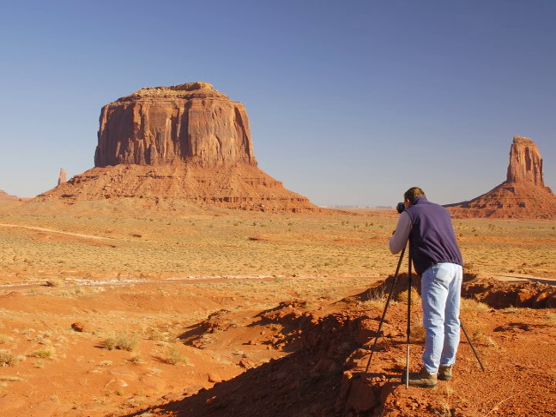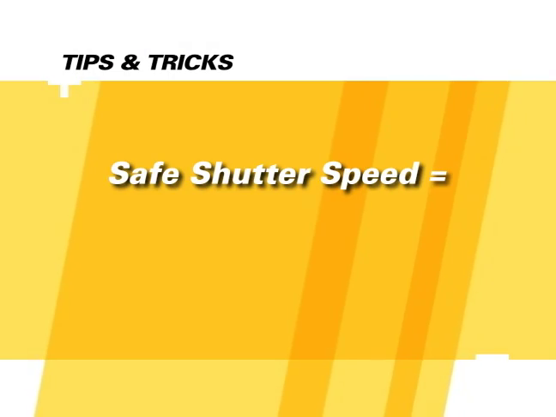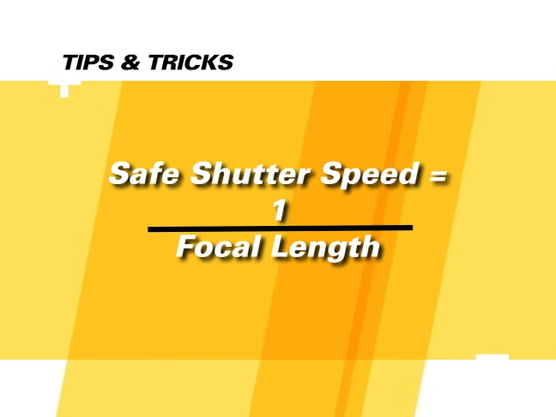a monopod, or even a beanbag to steady the camera. You can also reduce the effect of camera shake by selecting a faster shutter speed. This reduces the amount of time the image sensor is exposed to shaky conditions. A helpful rule of thumb is to set your shutter speed to 1 over the focal length.